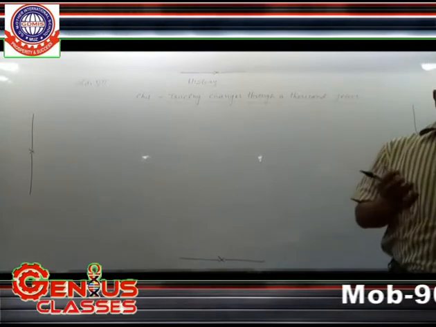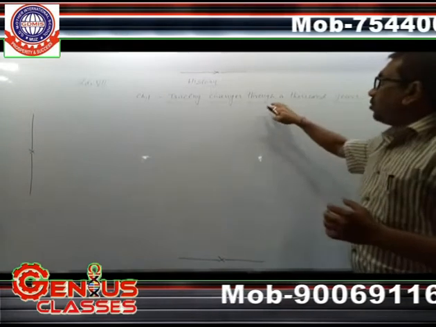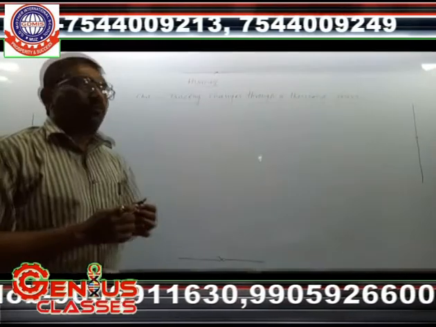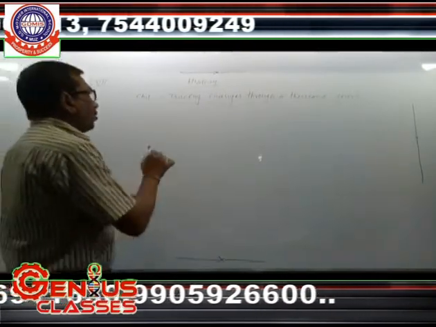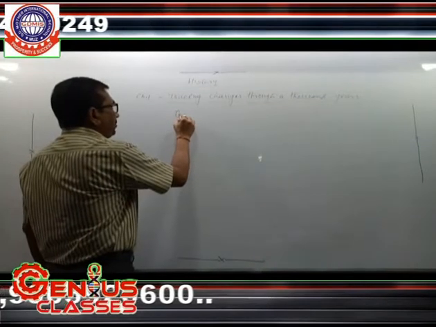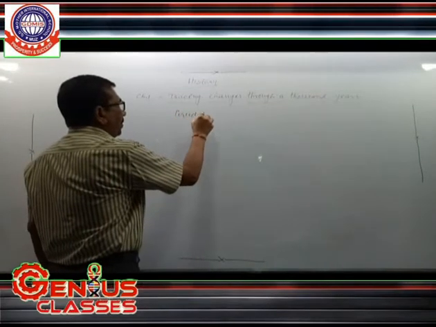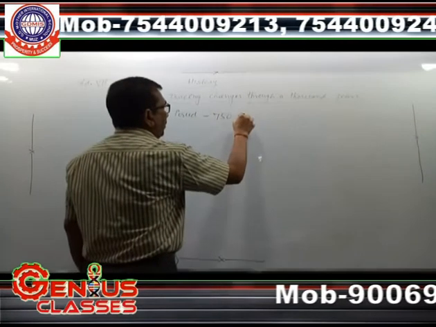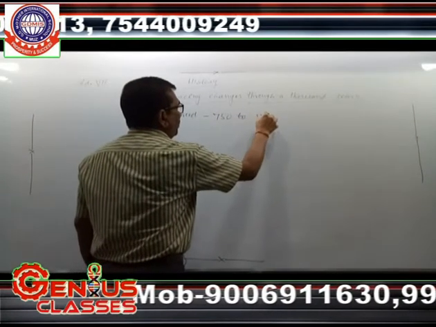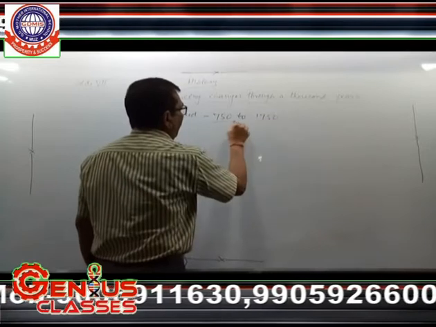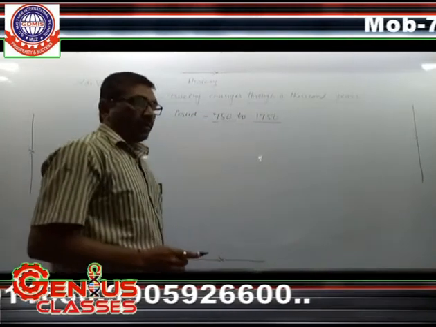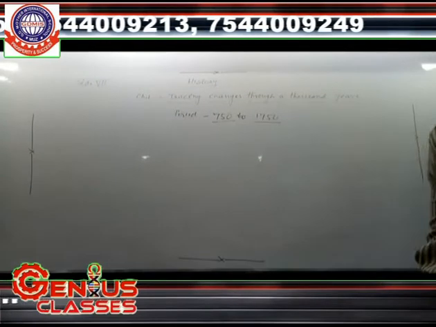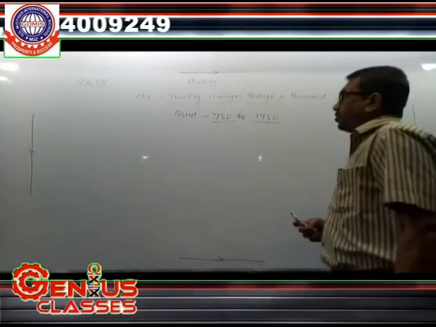In a nutshell, this is 1,000 years. Which thousands are we talking about? Roughly, we are talking about the period from 750 to 1750. 750 to 1750. This is the most important.